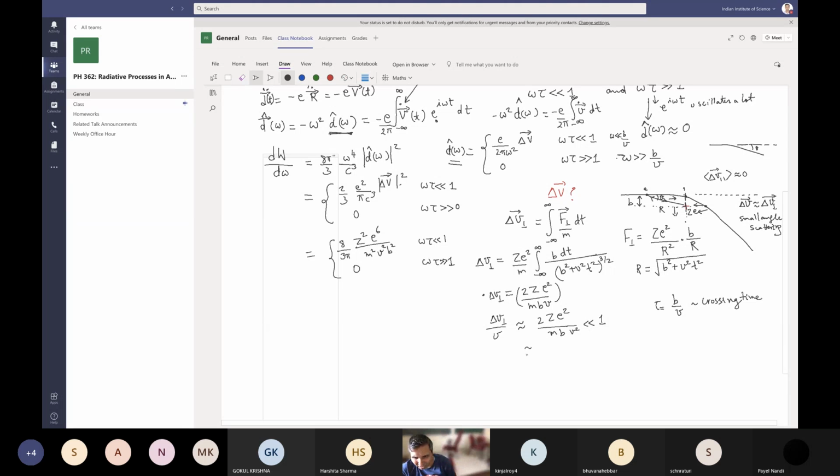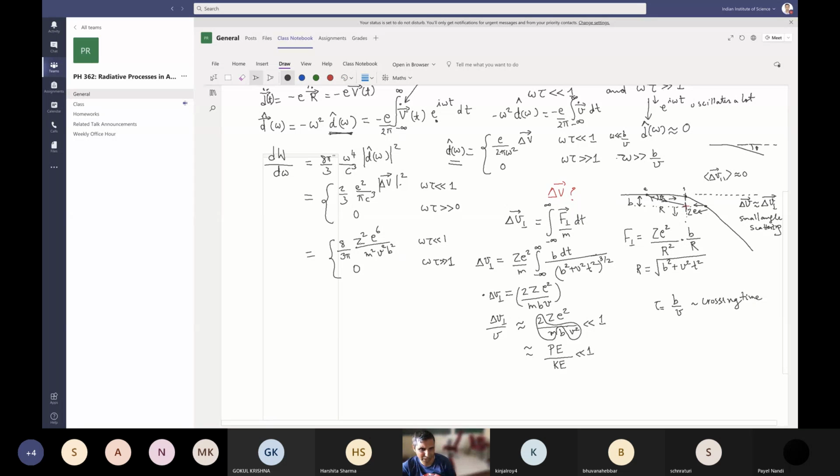So this is like ZE squared by B. ZE squared by B is like your potential energy, right? Charge Q1 Q2 by R, divided by half mv squared, which is kinetic energy. So potential energy divided by kinetic energy is much less than 1. For these small angle scatterings, this is what is true. It's easy to see this: half mv squared is kinetic energy, ZE squared by B is potential energy.